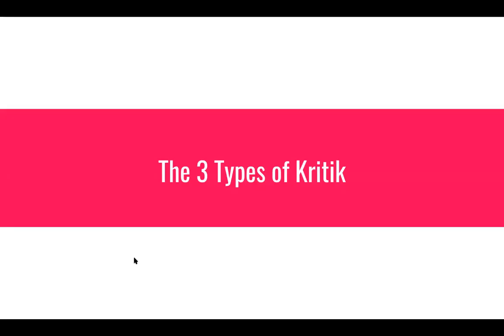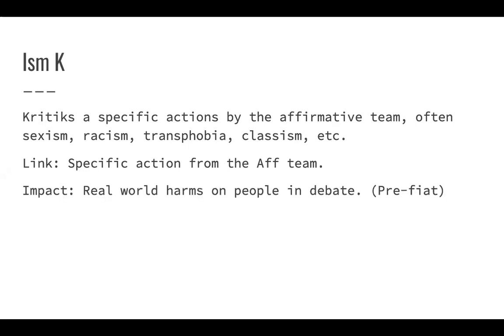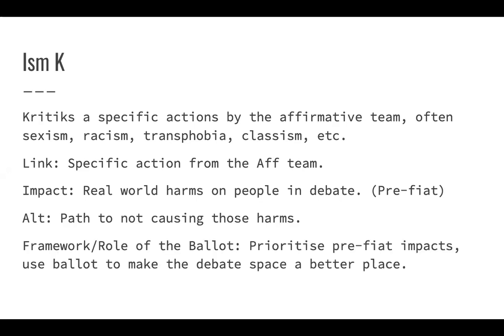In general, I want to break down critiques into 3 different types. There's the ism K. This critiques a specific action by the affirmative team, often sexism, racism, transphobia, classism, etc. So if we go through the general stuff, we have the link, the specific action from the affirmative team. The impact is generally a real world harm on people in debate. The alt, a path to not causing these harms, often something as simple as, don't do that. And then a framework or role of the ballot generally says prioritize pre-fiat impacts, use the ballot to make the debate space a better place.